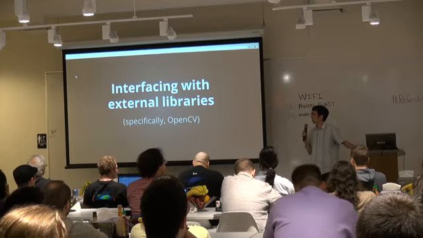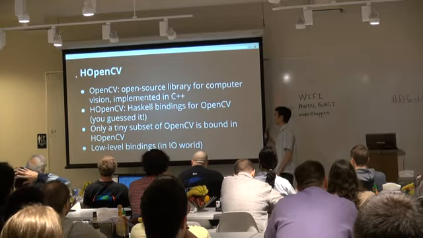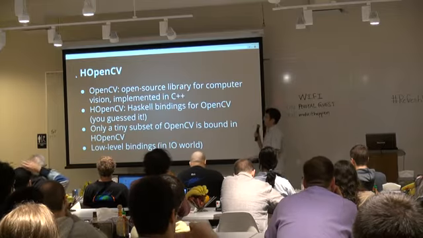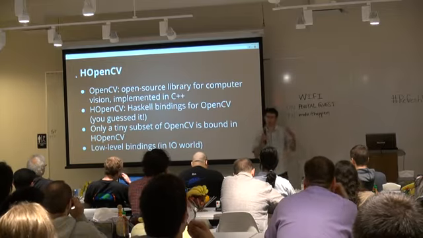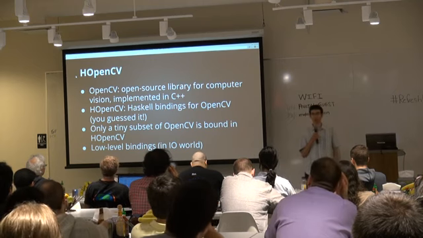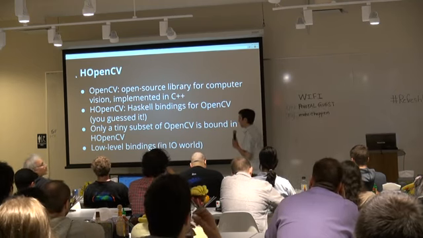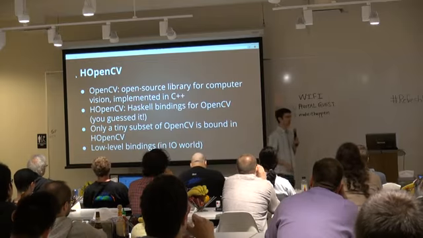So specifically OpenCV is, as I said, implemented in C++, and HOpenCV is the ingeniously titled package for Haskell, which just binds to OpenCV in a very low-level manner. It does not add a lot besides that, and it only binds the parts that I needed at the time.